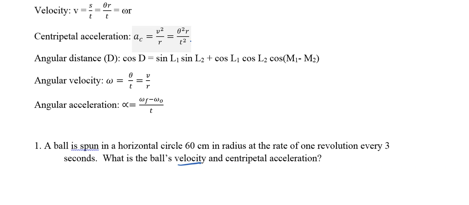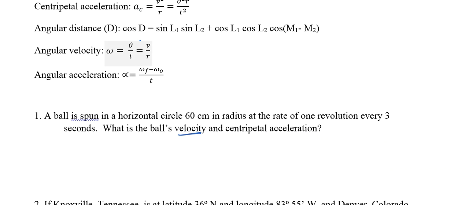So we are going to use it, but we're going to convert it to radians, and then we'll multiply it by the radius. So we're going to use this omega, or angular velocity, times radius. So V equals angular velocity times the radius. So we know it's 1 revolution every 3 seconds.